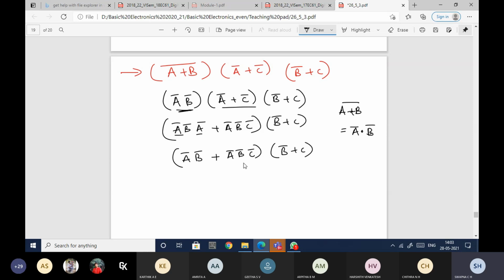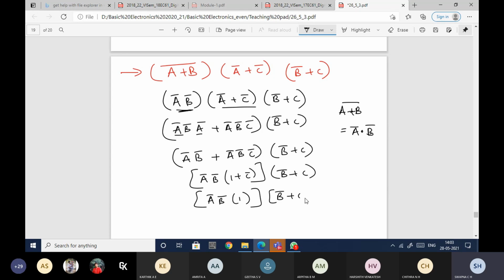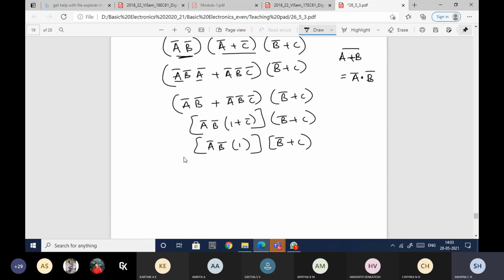Okay, so in between these two I can take A bar B bar common, so that I'll be left out with 1 plus C bar, into B bar plus C. A bar B bar 1 plus C bar is nothing but 1. This multiplied with B bar plus C, so it is nothing but A bar B bar into B bar plus C.